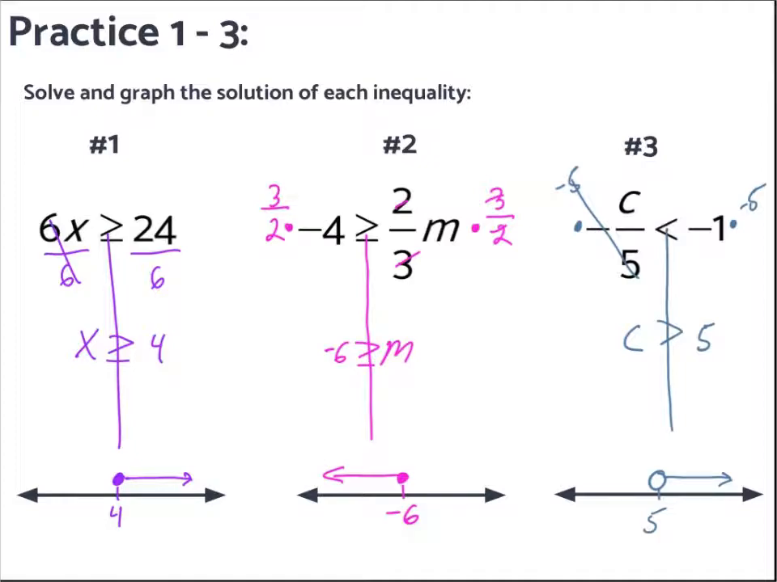How did you do? Were you able to get the same answers that I got? Hopefully you did. Notice the only one that you had to flip the sign on was number 3, because that was the only one that had a negative in it that you were going to be multiplying or dividing by. If your answers do match mine, great. If not, go ahead and fix your paper so it looks like mine, and then let's move on to the next one.